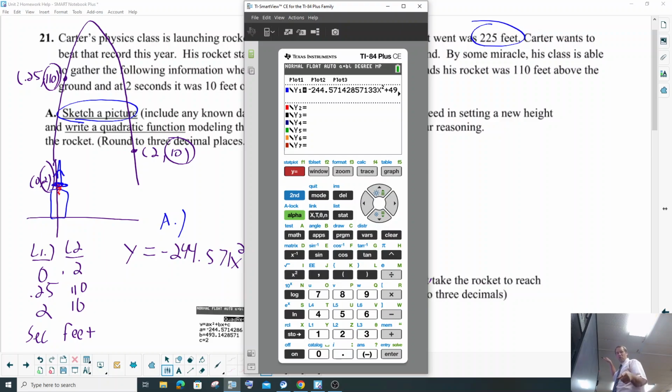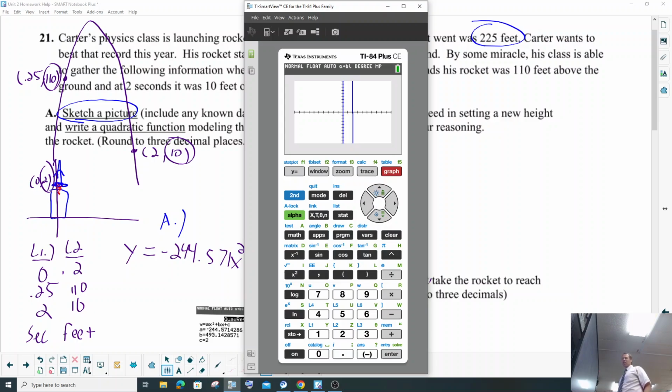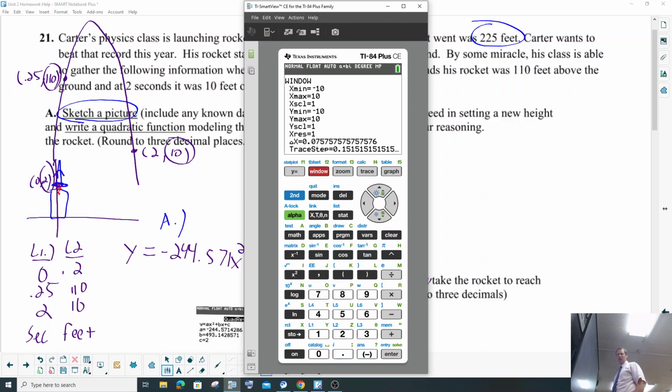If you follow what I showed you, it already stored it in y1. So then you push graph and it may or may not work. So it looks like it works, but it goes way up and way down really fast, right? So let's go to our window and change some of our parameters there, our window x max and min, y min and max.